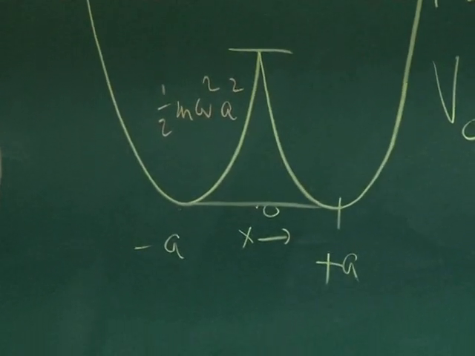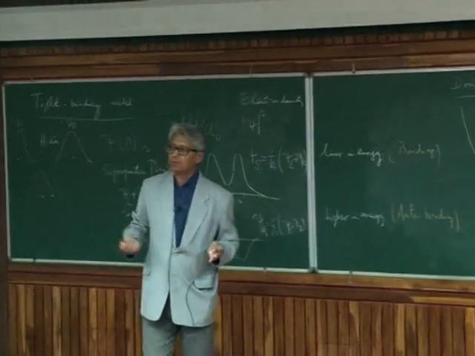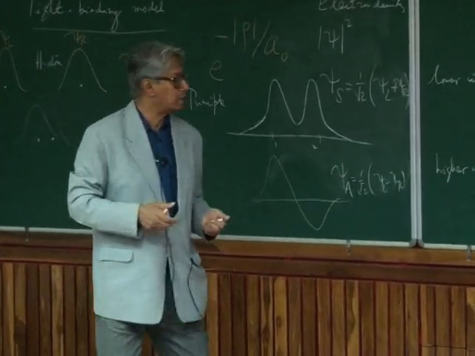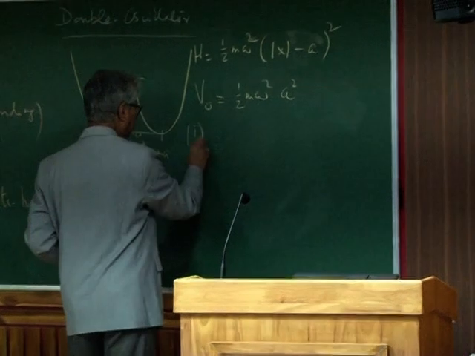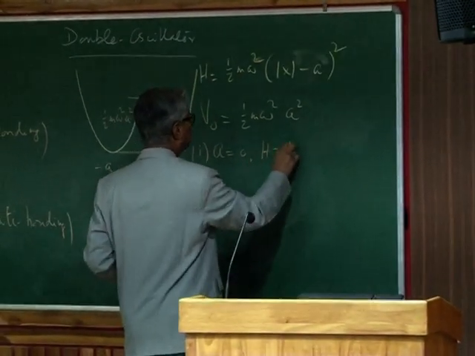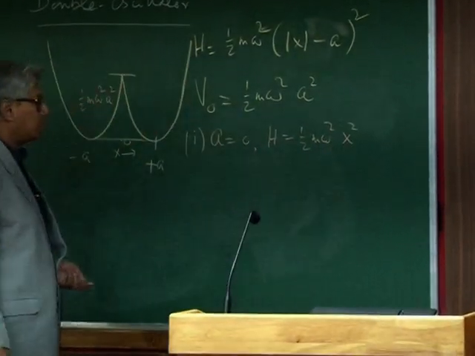Now, you should all read Merzbacher. This problem cannot actually be solved exactly. You have to use what is called the WKB approximation, etc. But you can understand certain physical limits. Suppose A is equal to 0. Case 1, A is equal to 0. If A is equal to 0, then you have a single harmonic oscillator. It doesn't matter whether x is positive or negative.